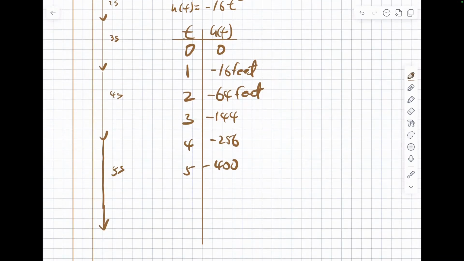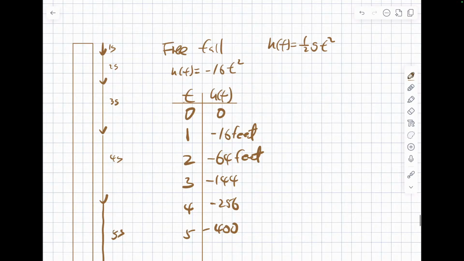And this is a correct scale because each space is exactly 16 feet. So this is half g t squared, or h of t is equal to negative 4.9 t squared, because it's half of gravity times t squared. So this is in physics. This is what you see, half a t squared, which is this. Does that make sense?